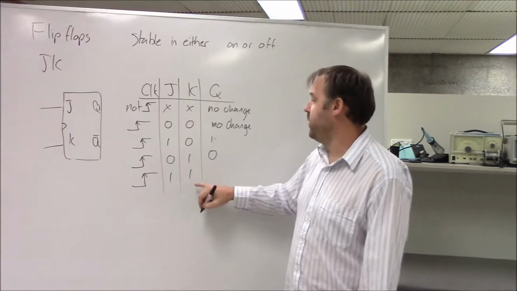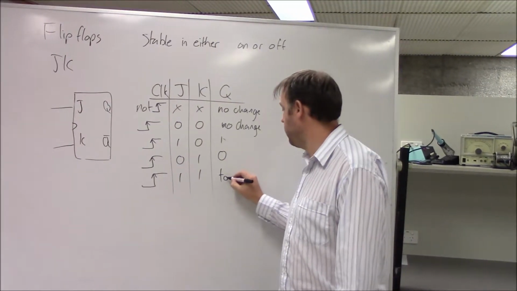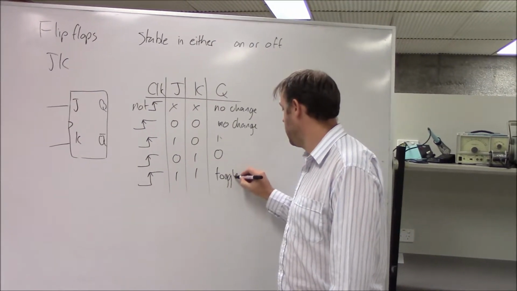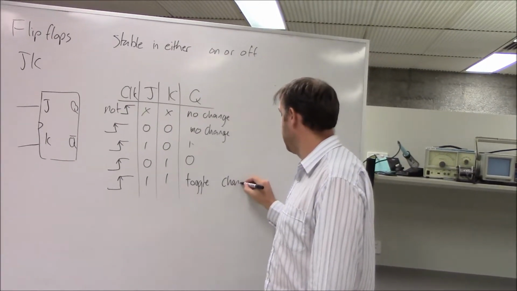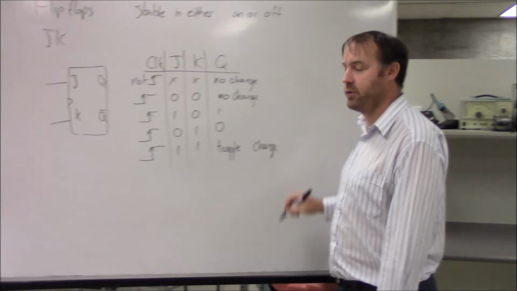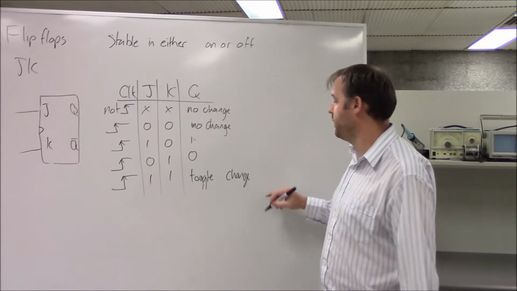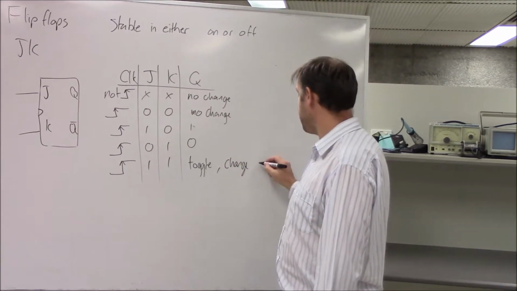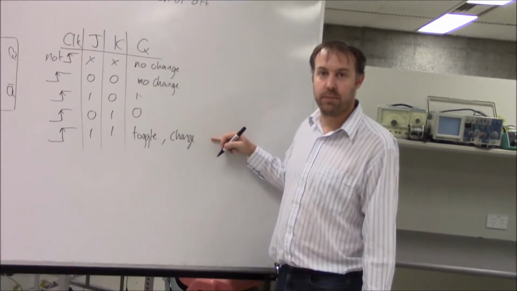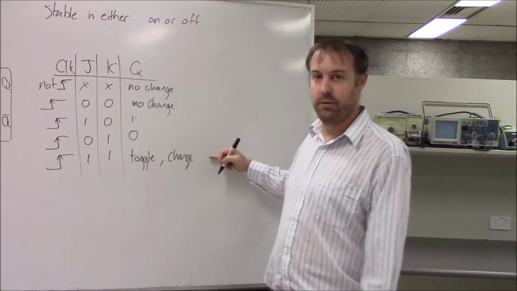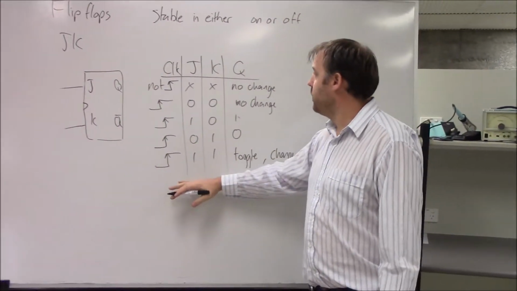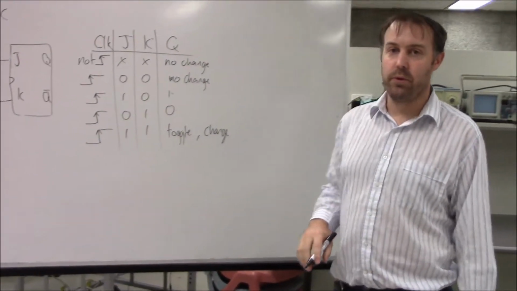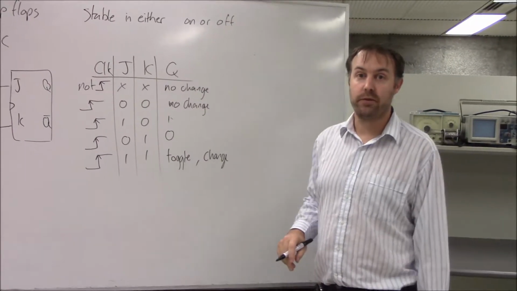So in this case though, we call this the toggle mode. Right? So toggle means it will change regardless of its current state. Okay? So if it was 0, it would become a 1. If it was a 1, it would become a 0. So the toggle state's actually quite important because we'll use this later on when we look at counters.